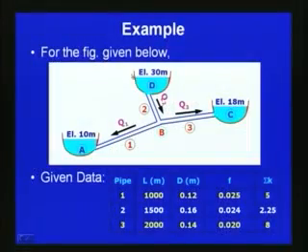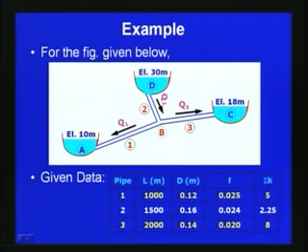So, now we will discuss an example. The example problem is for the figure given below. Here 3 reservoirs are there. At A the elevation is 10 meter, that means the piezometric head is 10 meter, and here the elevation is 30 meter, and here the elevation is 18 meter. These 3 reservoirs are connected using 3 pipes, and there is a junction at B. Pipe 1 is between B and A, pipe 2 is between B and D, and pipe 3 is between B and C.